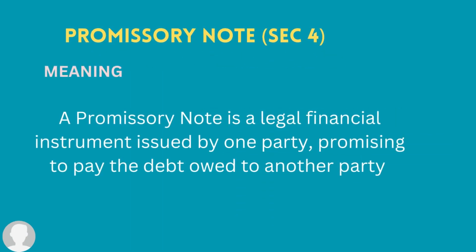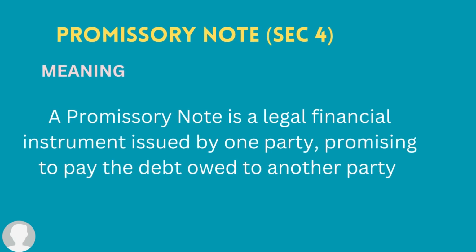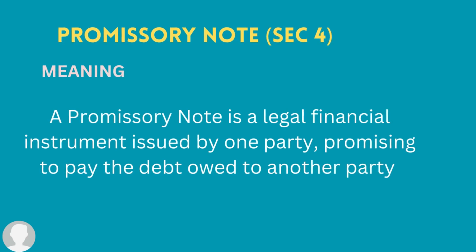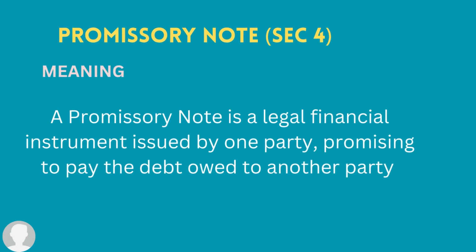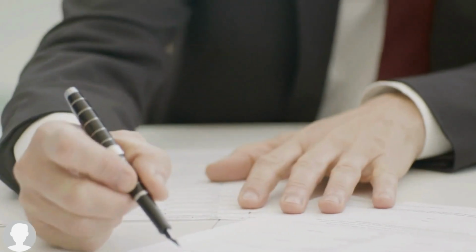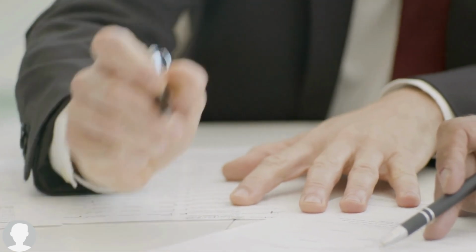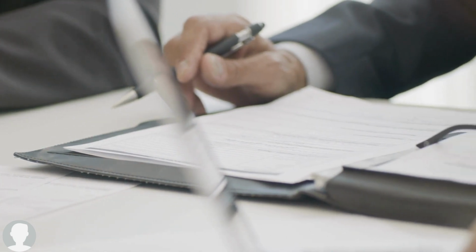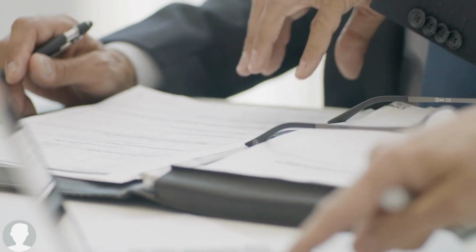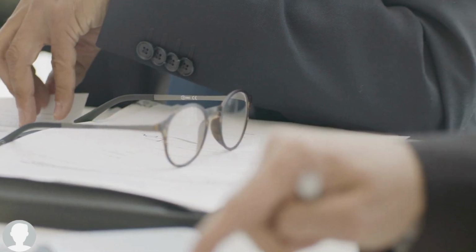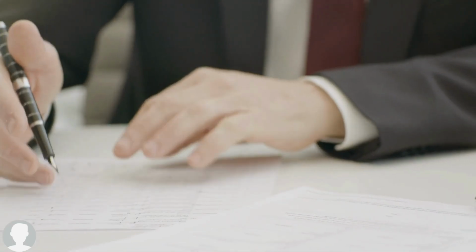Promissory note meaning. A promissory note is a legal financial instrument issued by one party promising to pay the debt owed to another party. Also, a signed document containing a written promise to pay a stated sum to a specific person or the bearer at a specific date or on demand. In India, a promissory note is a legal instrument in which one party guarantees or promises in writing to pay a determinate amount of cash to the other.